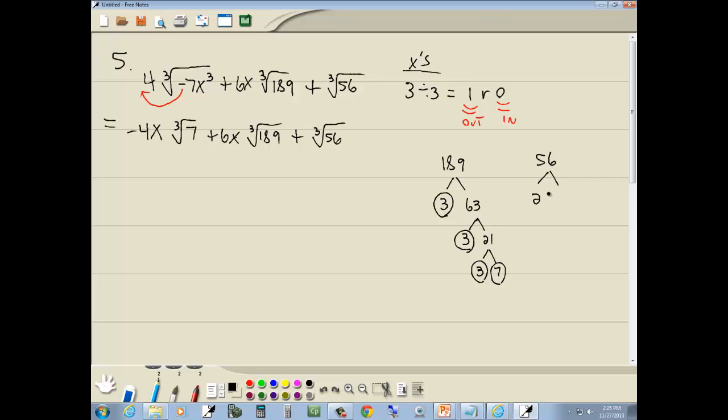56 is divisible by 2. 2 times 28. 2 is prime, so we circle it. 28 is divisible by 2. 2 times 14. 2 is prime, so we circle it. And 14 is 2 times 7. And both of those are prime, so we circle.